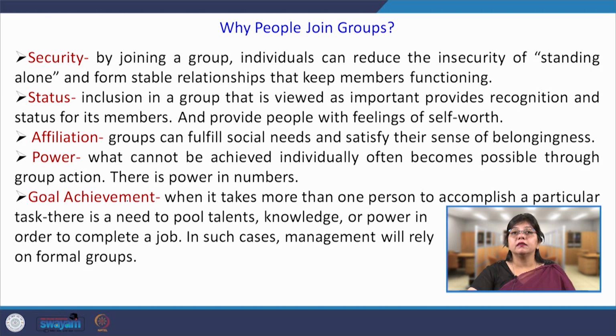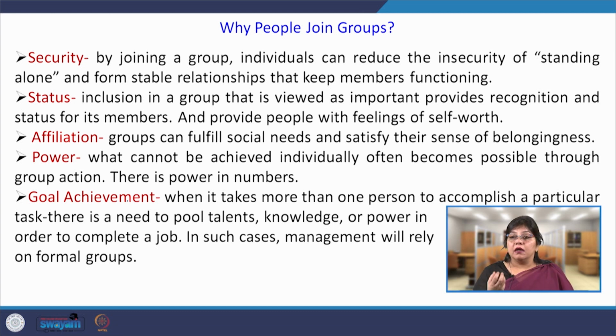The other reason is status. Inclusion in a group that is viewed as important provides recognition and status for its members and provides feelings of self-worth and high self-esteem. We tend to have aspirations to join a particular group because of its success story, where the perception of a successful group is based on the achievements, the targets they set, how they achieve them, and what opportunities they offer to grow personally and professionally.